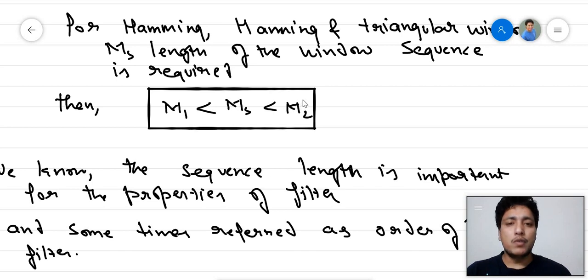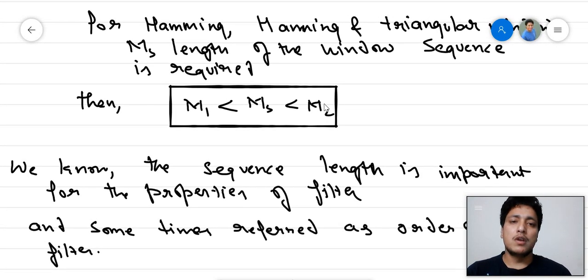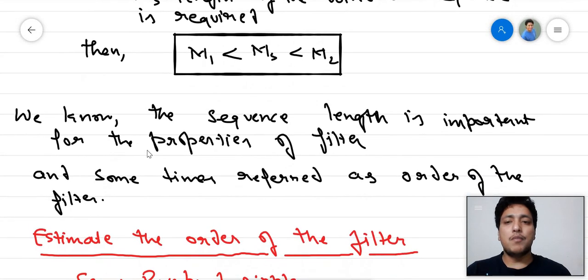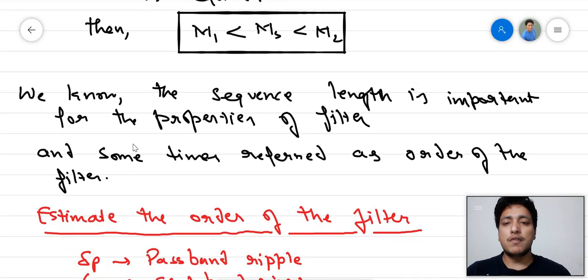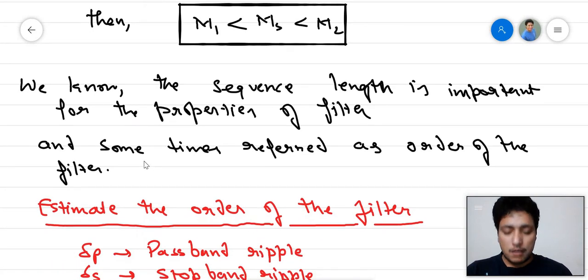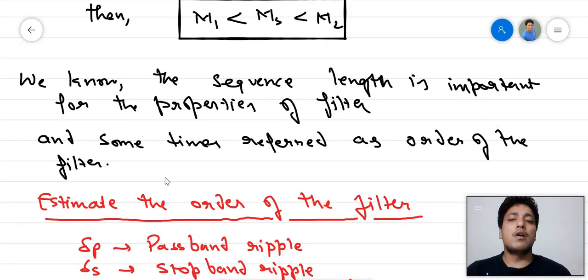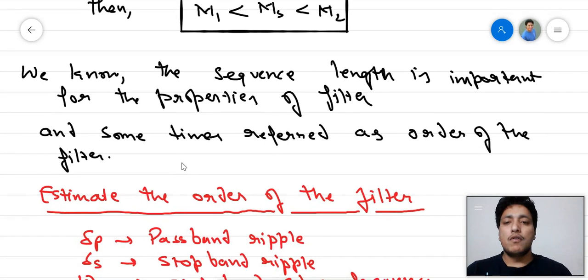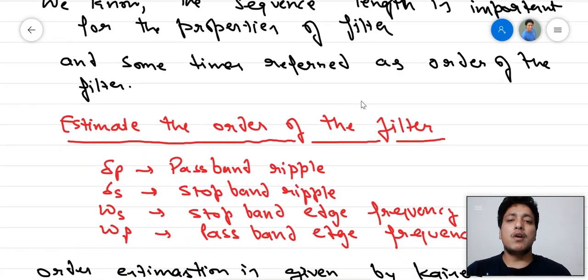Please note that M2 is related to the Blackman window. That means to achieve the same transition width response through a Blackman window, we have to use a higher value of M compared to rectangular window and Hanning, Hamming and triangular windows. Now we know the sequence length is important for the properties of the filter, and that is sometimes also referred to as the order of the filter. Now next we will discuss estimation of the order of the filter.